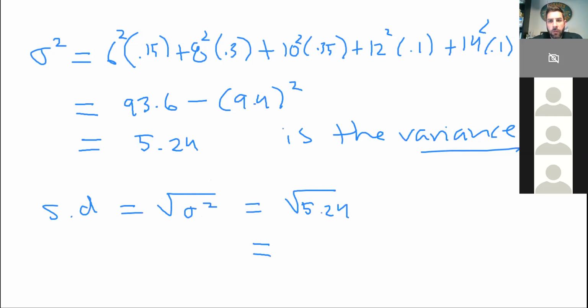So what's the square root of 5.24? Again, that's for a calculator to help you with. And so you get, I guess it's not equal, it would be approximately 2.28.